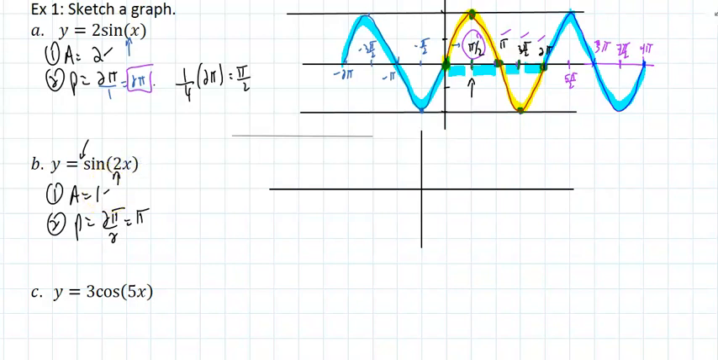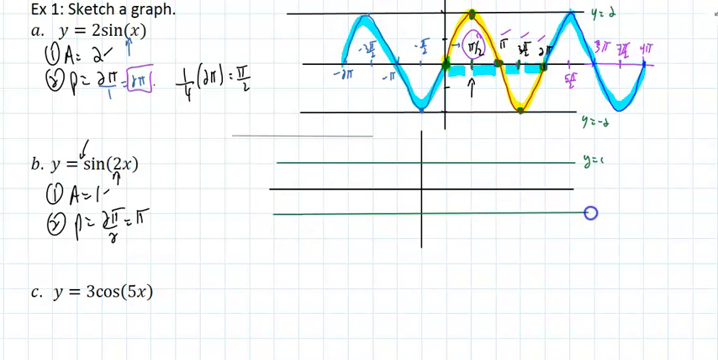So I start with y equal 1. And I label that clearly, because this guy is really picky. And y equal negative 1. And a graph of a sine, again, starts at the origin, runs up to the amplitude, back to the starting point. I just need the first cycle out, and I'm in good shape.